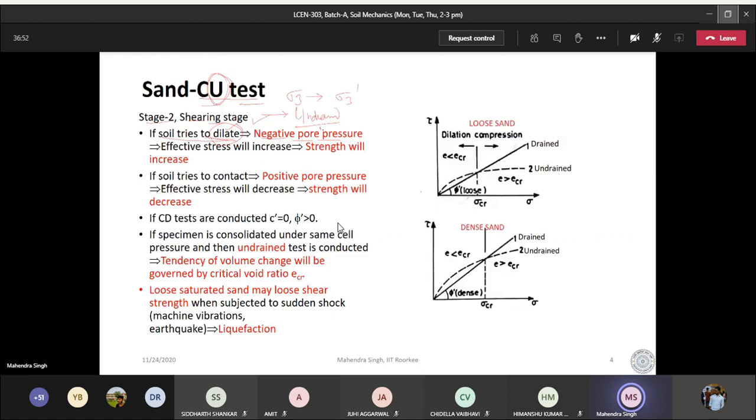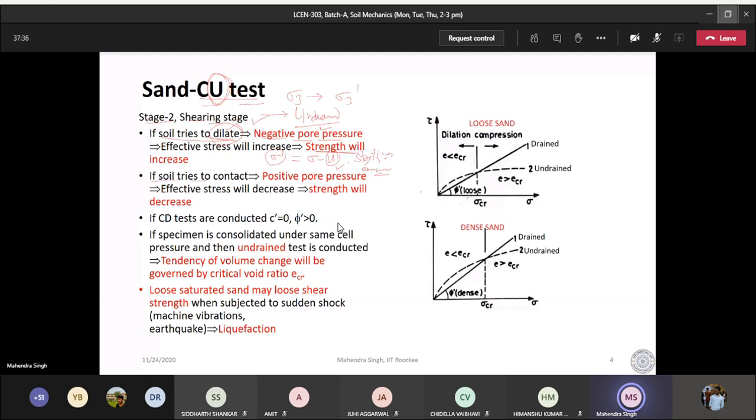And when there is negative pore water pressure, the effective stress, effective stress is total stress minus u. And if this u value is negative, then effective stress will increase. And if effective stress increases, then what happens to strength? Strength is going to increase. So that is going to happen. So if the undrained condition is there and negative pore water pressure is developing, then effective stress will increase and the strength will increase.